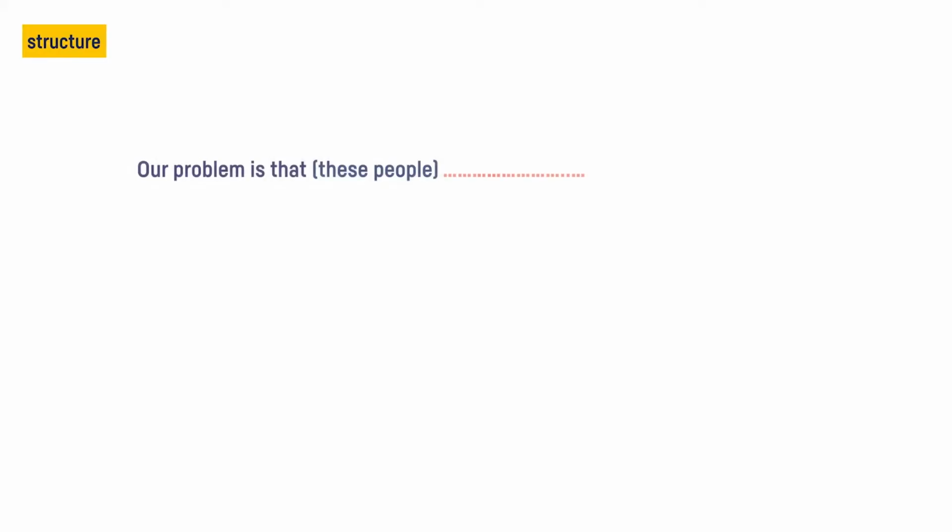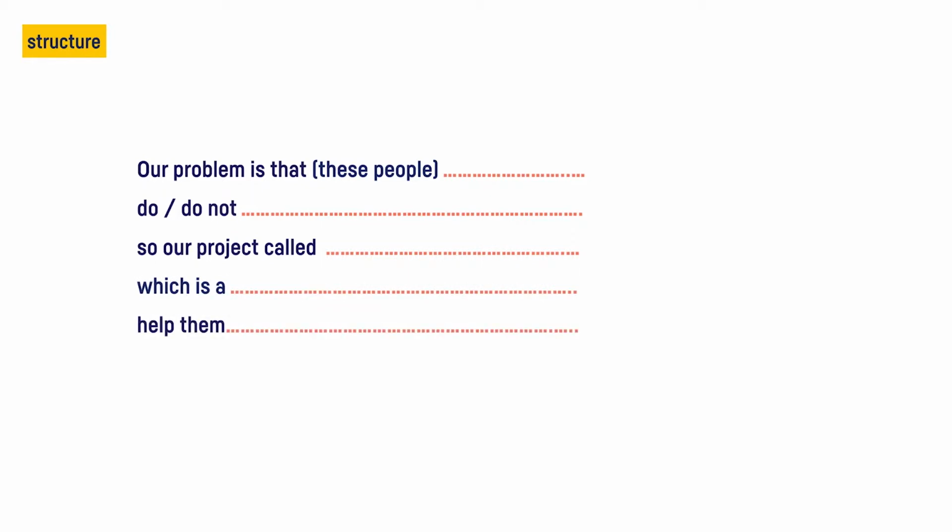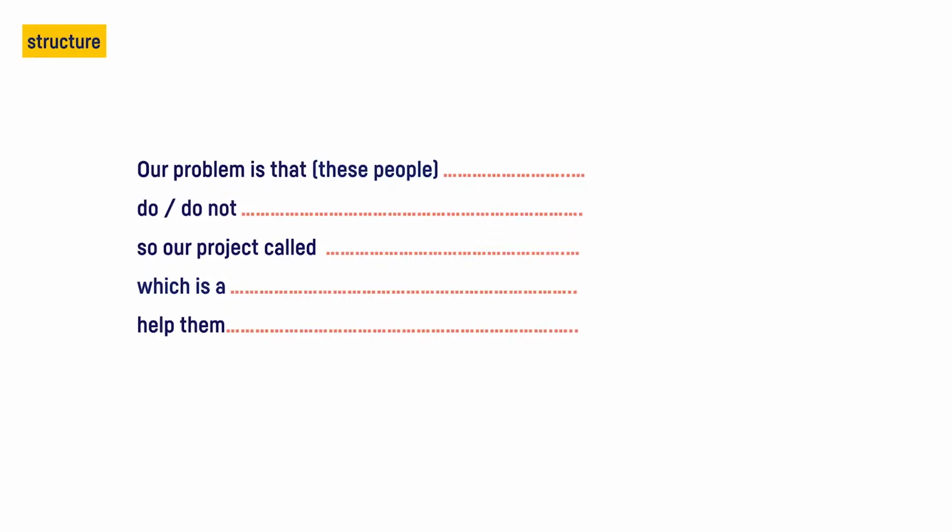Our problem is that these particular people do something or do not do something, and we need to correct that. So our problem is that these people do not pay attention to recycling their garbage. That could be a problem. So our project called Recycling Garbage, which is a series of workshops to help them understand how easy it is to recycle and the benefits for the entire planet, helps them suddenly become aware that this problem exists, and find concrete steps to solve the problem at their personal level so that they can participate in the global movement.